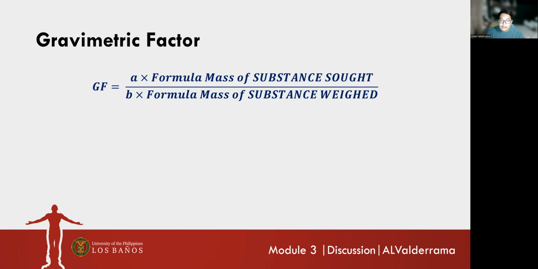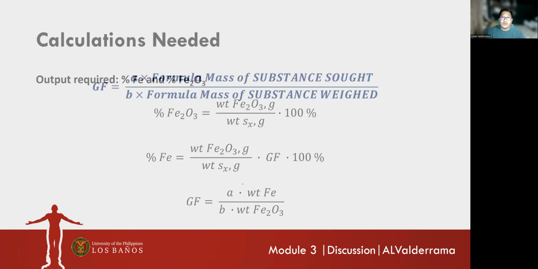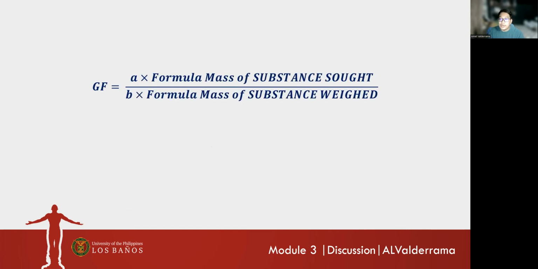For example, in our case here, since the element of interest is iron, all you have to do is balance the iron in your numerator and your denominator. For you to do that, your a should be equal to 2 and your b should be equal to 1 to balance out the iron present in your gravimetric factor. Since you have 2 iron here and 1 iron here, you have to multiply your numerator by 2 and your denominator by 1. The weight here is your formula weight or the molar mass of your substances. So we have two substances: the substance sought and the substance weighed.